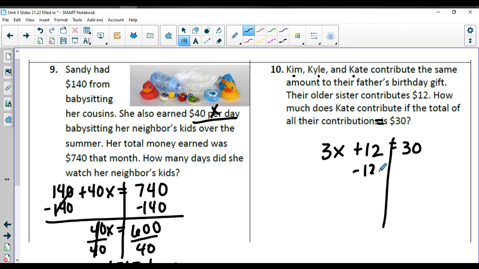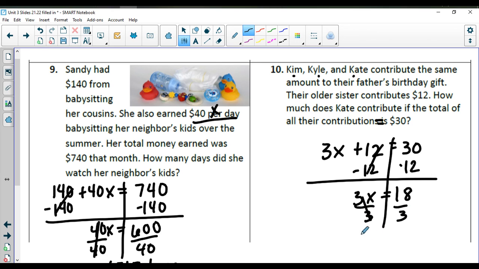We're going to go ahead and subtract 12 on both sides. We get 3X equals 18. Divide through by 3, and then X equals 6. So it's going to be $6 contributed.